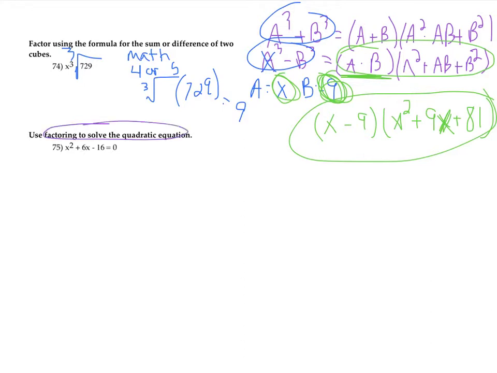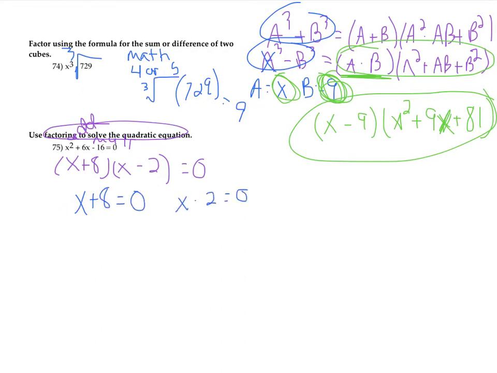Factoring to solve, so factor this into two parentheses. And you say, what do I multiply together to get negative 16? That adds to get 6, so plus 8 minus 2. Then we add a step basically. We set each part equal to 0 and we solve. So x equals negative 8 and also x equals 2.